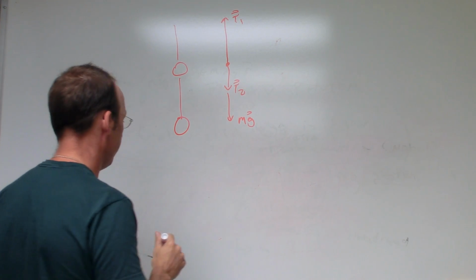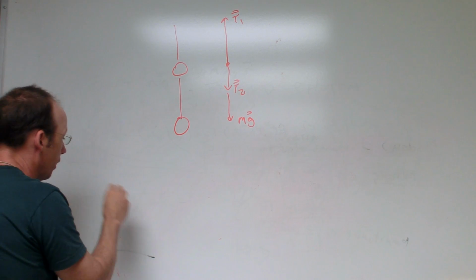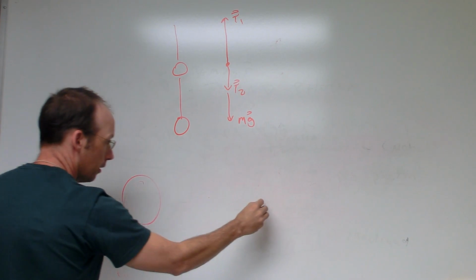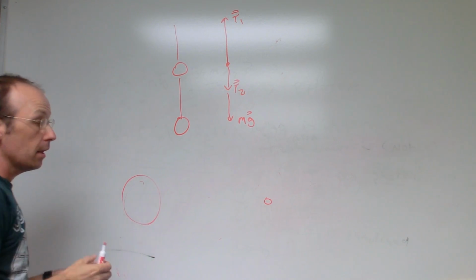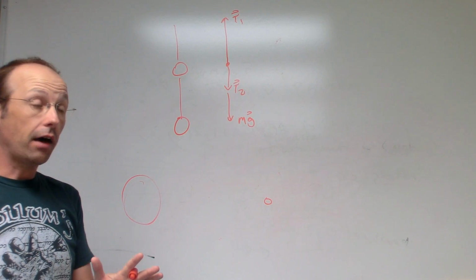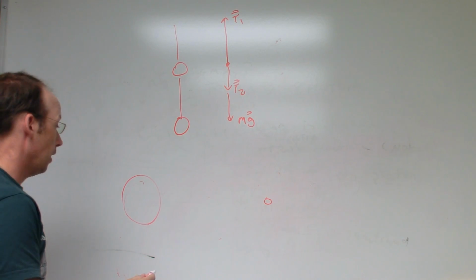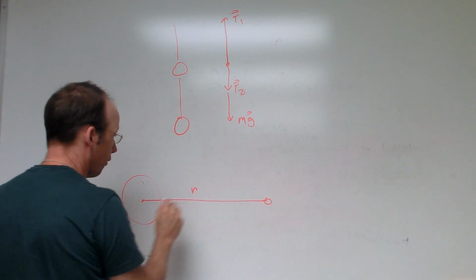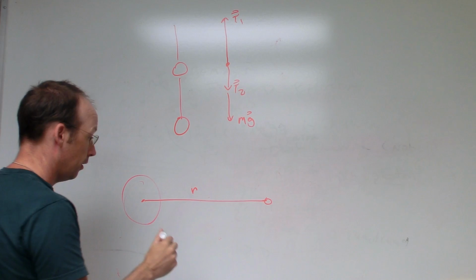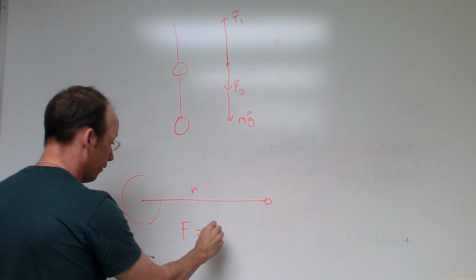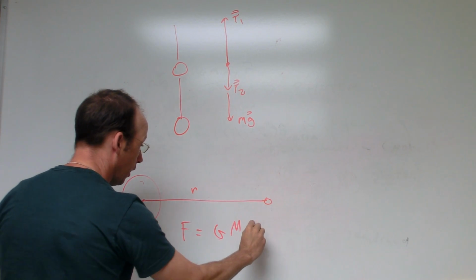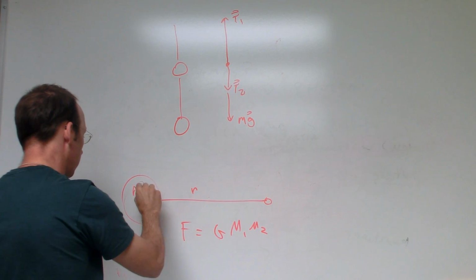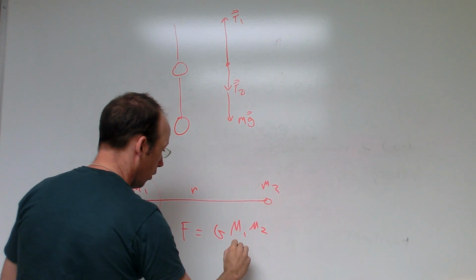Gravity. Let's talk about gravity since we're doing that. If I have a planet and an object right here, any two objects with mass have a gravitational force between them. I can calculate the magnitude of that. If this is a distance r between their centers, then the gravitational force is G m1 m2, this is m1, this is m2, over r squared.